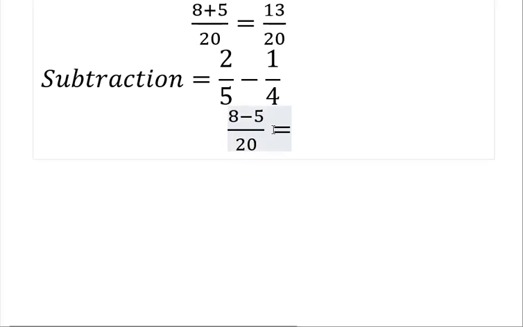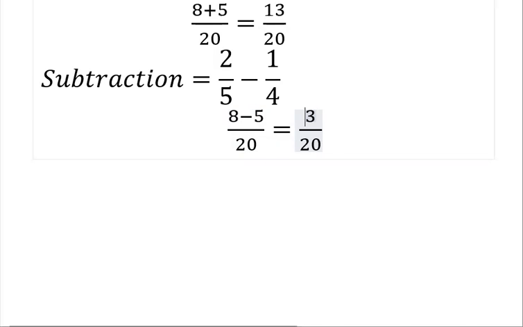Let's get this as a template. So 8 minus 5 here will give us what? 3 over 20. So this is a proper fraction as well, and they cannot cut, so we leave it that way.